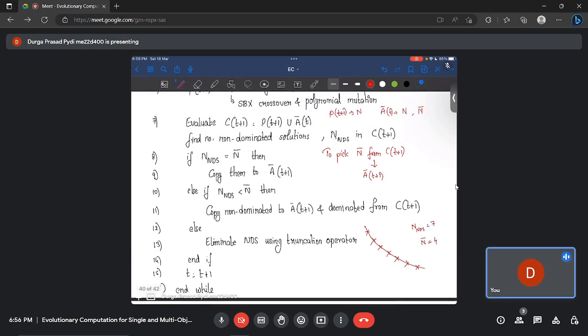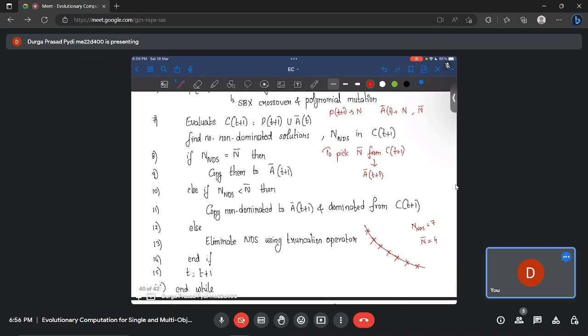That is where we come to diversity. I can choose 4 in different ways. If I happen to choose these 4 individuals, so we have to select one out of four, that n bar. You need to select 4 out of the 7. You have 7 non-dominated solutions, but your archival size is just 4. So you need to select 4 out of 7.